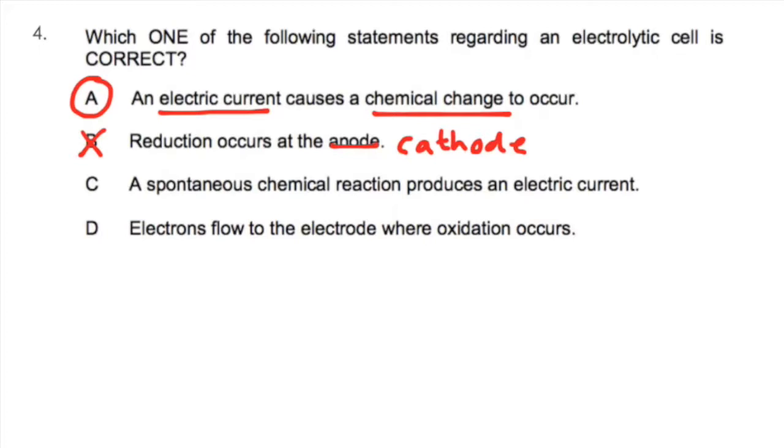Spontaneous, no, we can stop right there because electrolytic cells require electric energy. It's not a spontaneous chemical reaction, so C is not right. Electrons flow to the electrode where oxidation occurs. Again, no, electrons flow to where reduction occurs because reduction is gain. And so D can't be correct. So A is the correct answer.